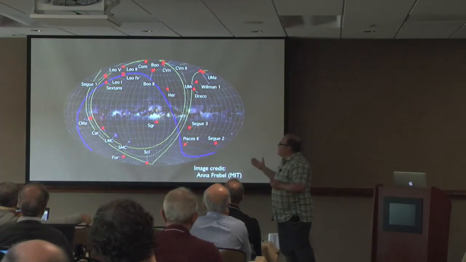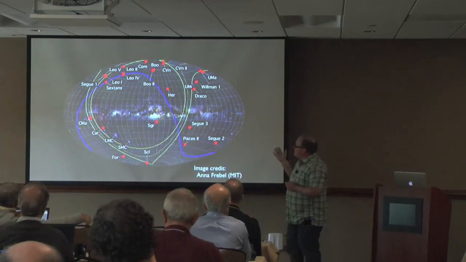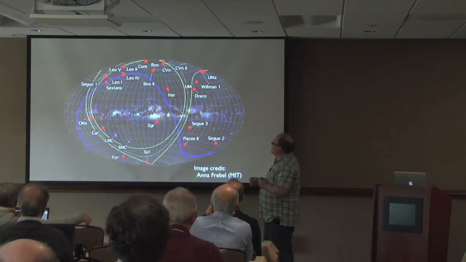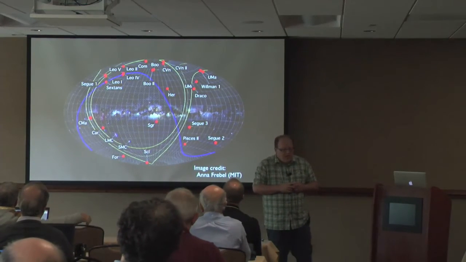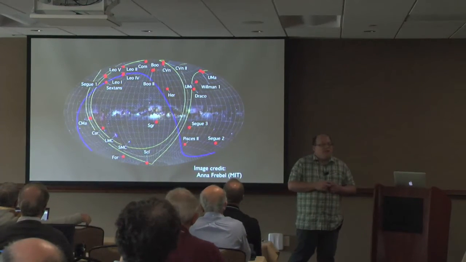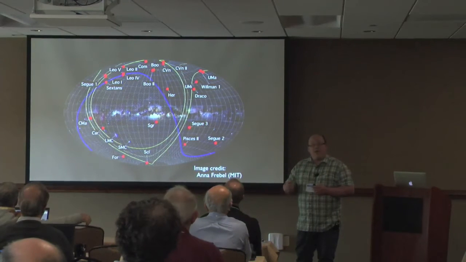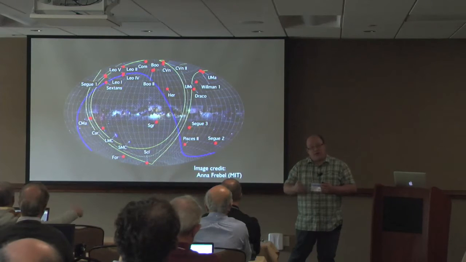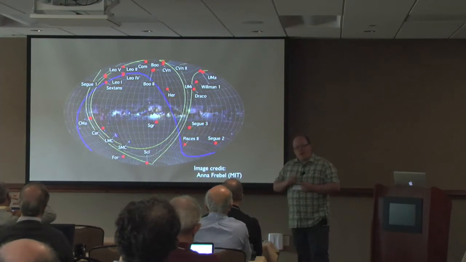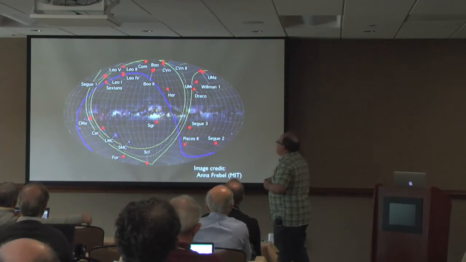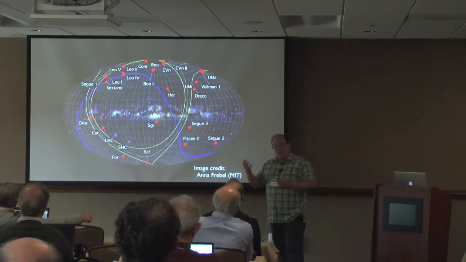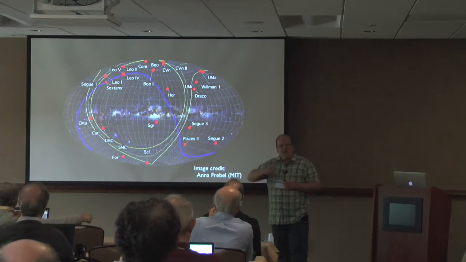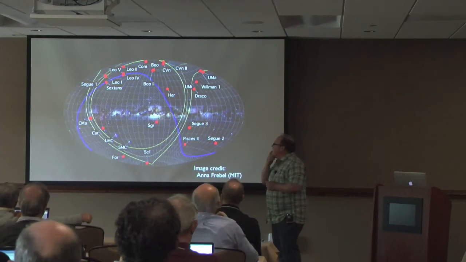This is a picture, courtesy of Anna Frebel at MIT, showing a bunch of these really small galaxies. They're called ultra-faint dwarfs. They have thousands or tens of thousands of stars in them, and they all formed in the first billion years of the universe. Since then, they have done not that much. They're mostly in orbit around the Milky Way, or the ones that we see are mostly in orbit around the Milky Way. They're very, very tiny, very dim, and really hard to find.